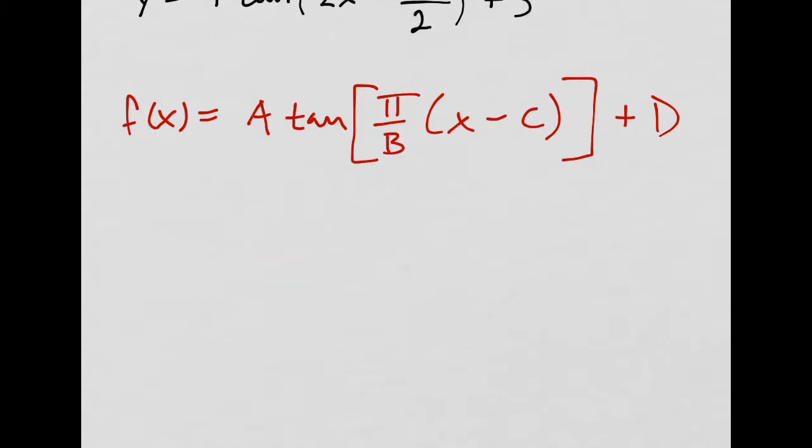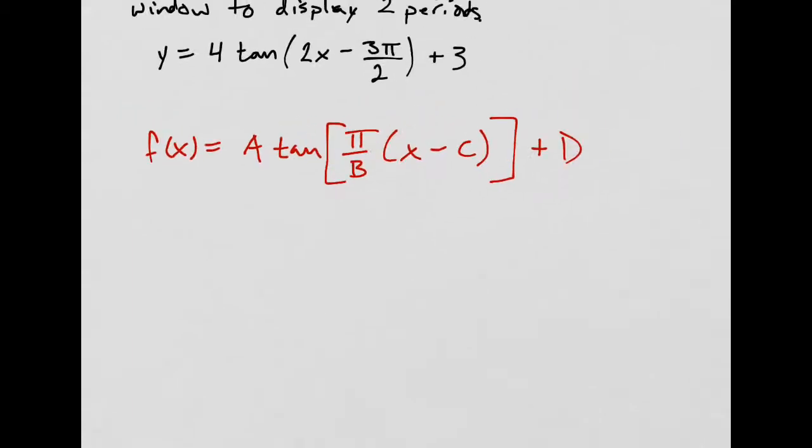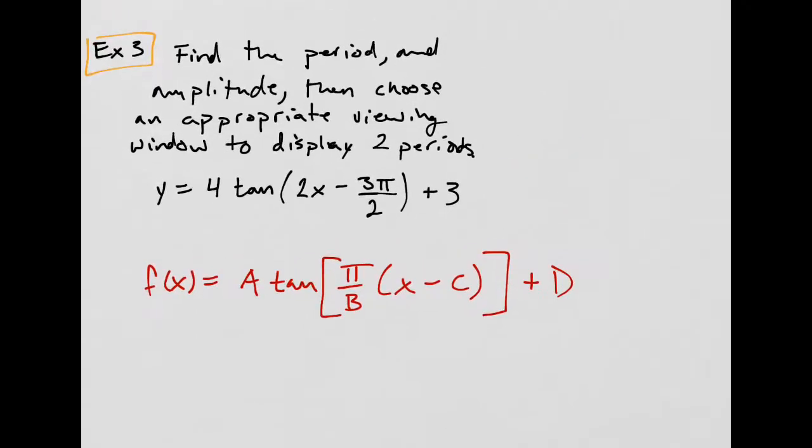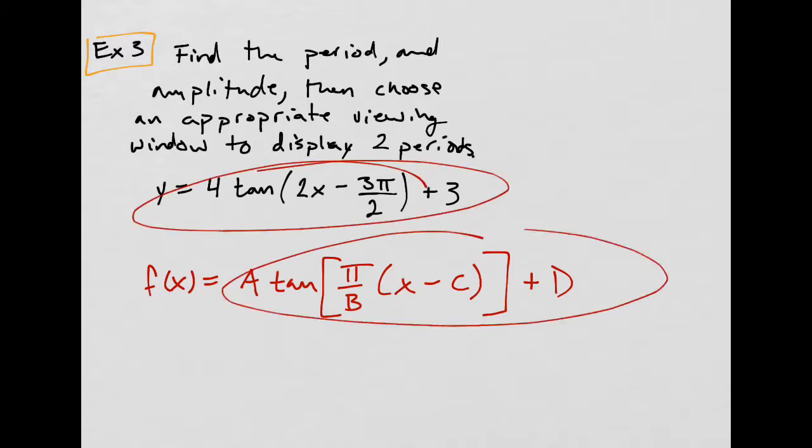The most important difference is this pi over b part. Normally it was 2 pi over b. In this case it's pi over b because tangent has a normal period of pi. Okay, so we'll do the same exact thing that we did before. We're going to change this so that it looks like this form.